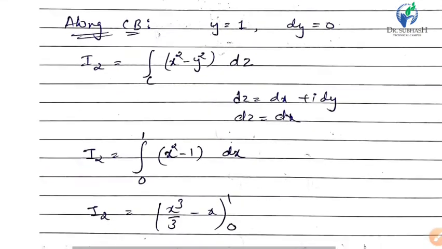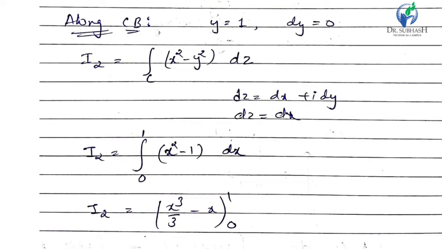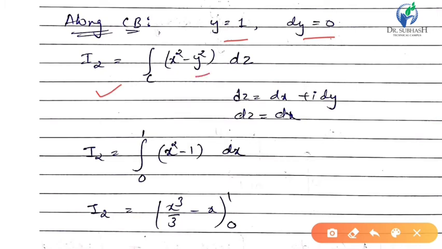Now I will move towards the second path, CB. For CB, I have just discussed y will be equal to 1. So if y equal to 1, dy equal to 0. So for the integral I2, I am taking y equal to 1. So the function will be x square minus 1. And dz equal to dx plus i dy. dy is 0, so dz will be equal to dx. Now for the limit, I will take the starting point and ending point of the x coordinate. So that is 0 to 1.